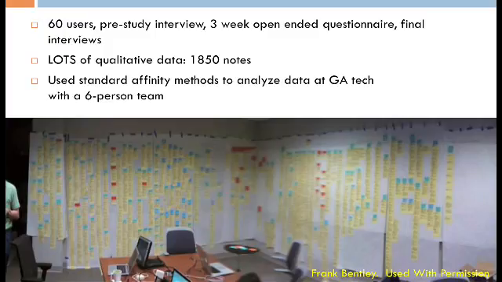In addition to the quantitative analysis, we also did a lot of qualitative analysis. You can see a picture here of our grounded theory affinity. We had over 1,800 notes in the affinity. So these are individual quotes from our participants that were relevant to our research questions. And so we got 5 of us in Atlanta going through all of this data, trying to find the patterns and the themes that arose.